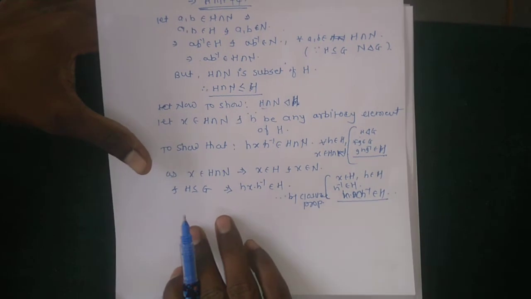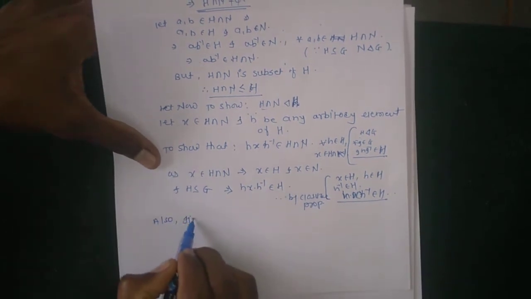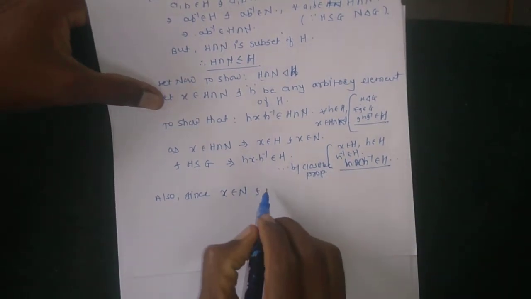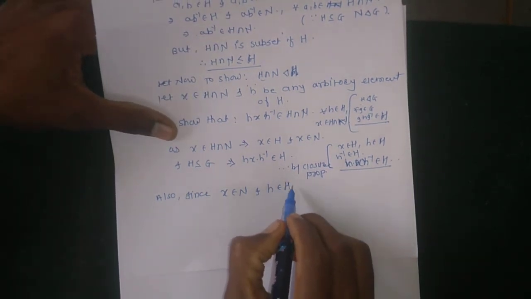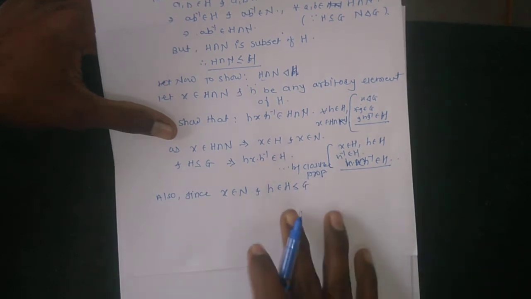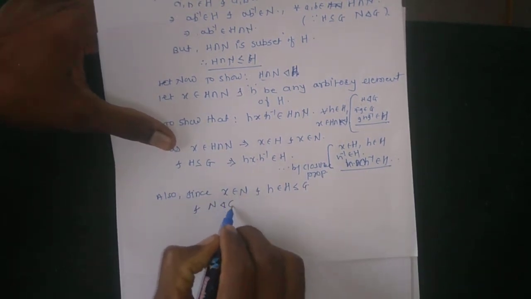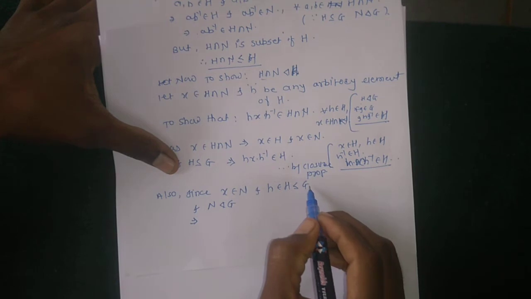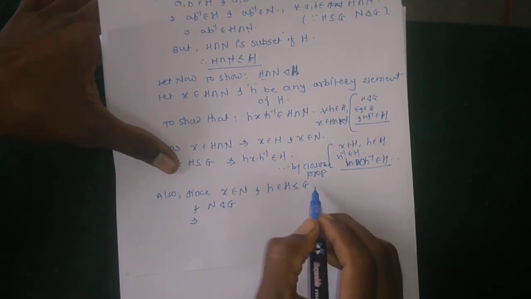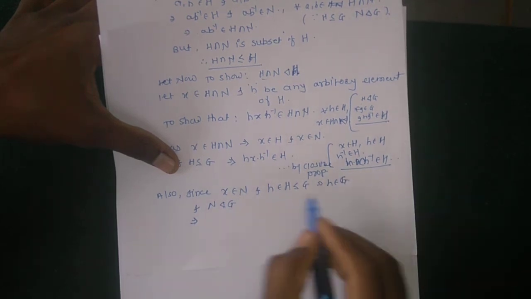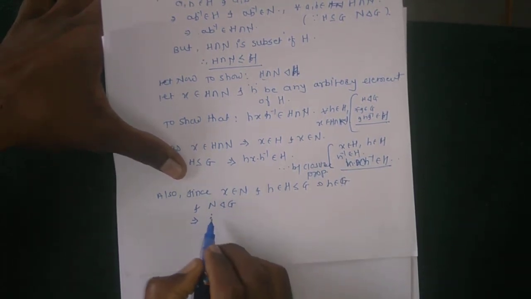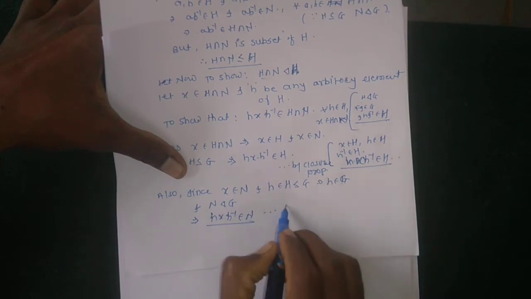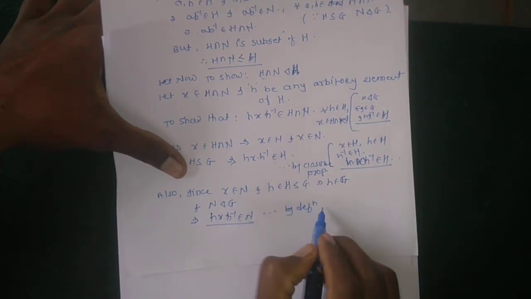And since x belongs to N and h belongs to H, which is a subgroup of G, and given that N is a normal subgroup of G, this h belongs to G. Why? h belongs to H and H is a subgroup of G, which implies that h belongs to G. Using this, h x h inverse also belongs to N, because N is a normal subgroup of G, by the definition of normal subgroup.